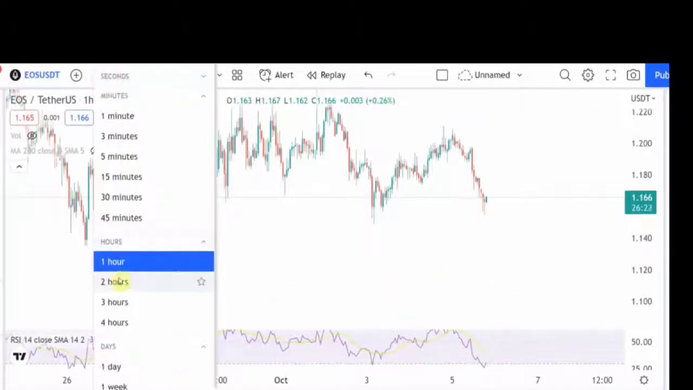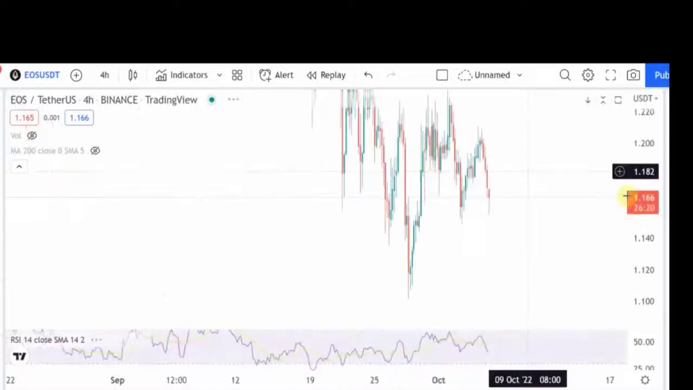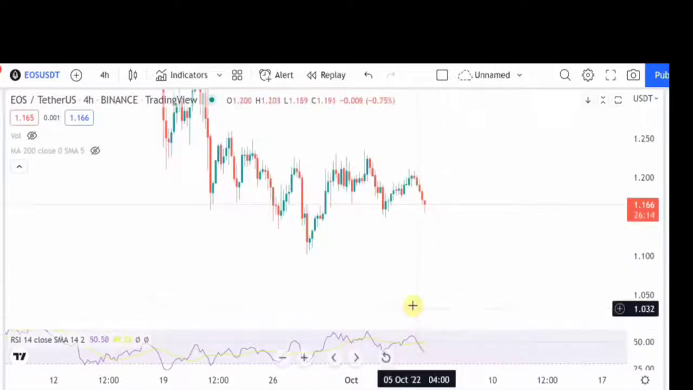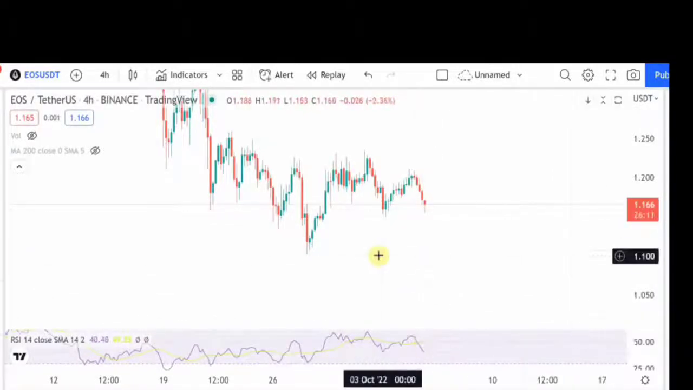Even if you trace it to the 4-hour chart, one thing you notice is that this is 4 hour, right? Now anybody that is trading the 4 hour, that's what I'm telling you.